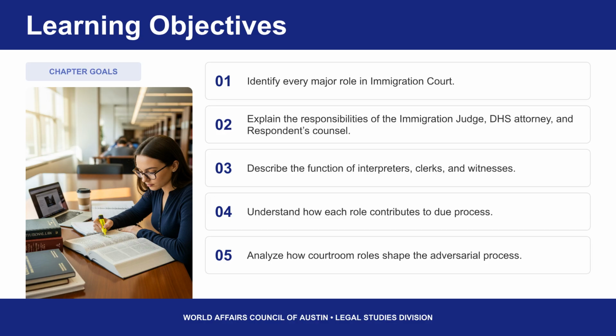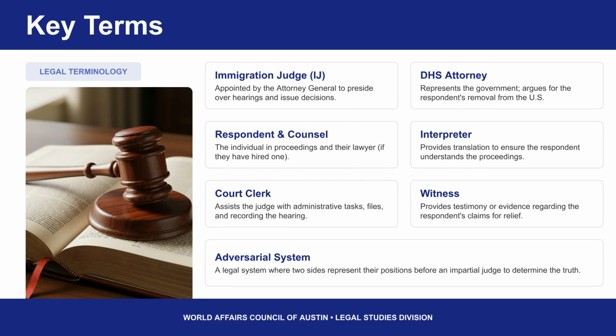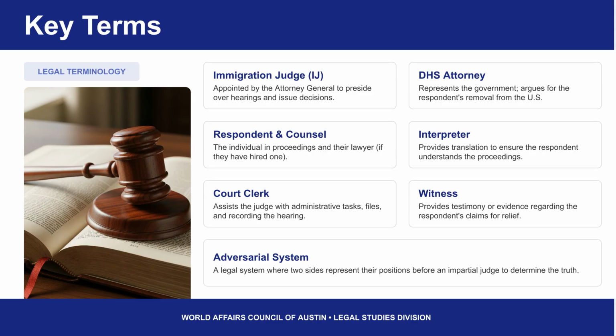This video will cover 5 key learning objectives: identifying major roles, explaining the responsibilities of the judge, DHS attorney, and respondent's counsel, describing the function of support roles, understanding due process contributions, and analyzing how courtroom roles shape the adversarial process. Key terms include the immigration judge, the DHS attorney, the respondent and counsel, and essential support staff like the interpreter and court clerk. All operate within the framework of the adversarial system.